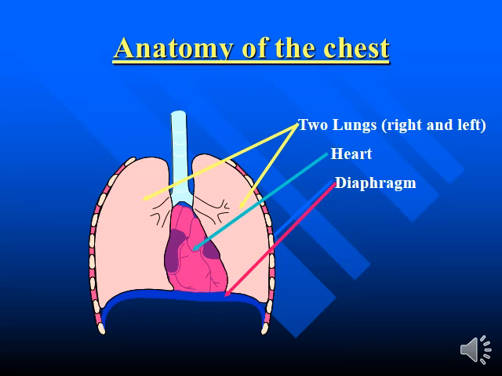Okay, so let's just do a short review of the anatomy of the chest. You guys know that you have two lungs, a right and a left. This also shows the heart and then the diaphragm, which helps us with inspiration and expiration, with breathing.